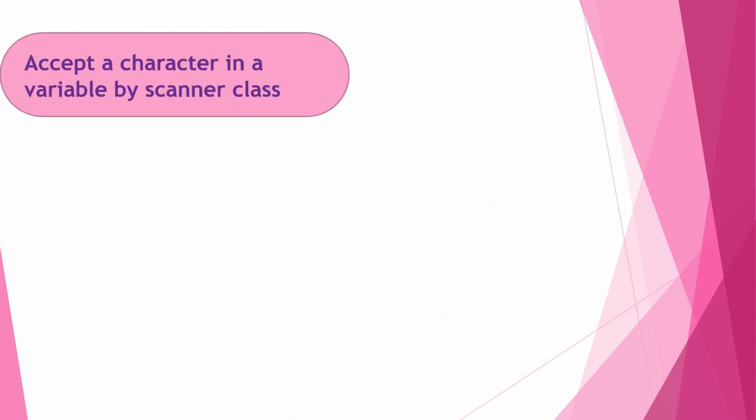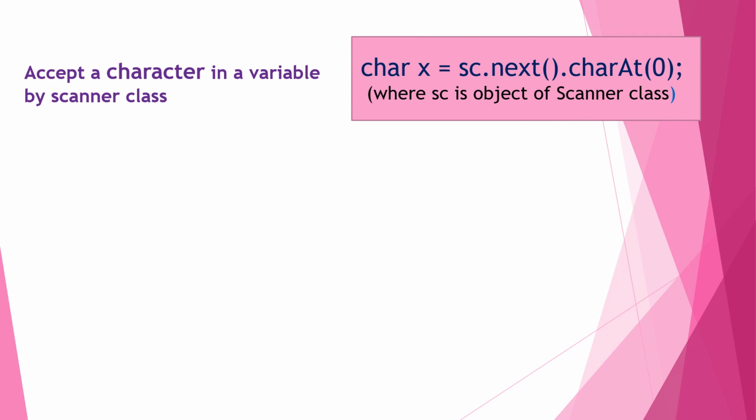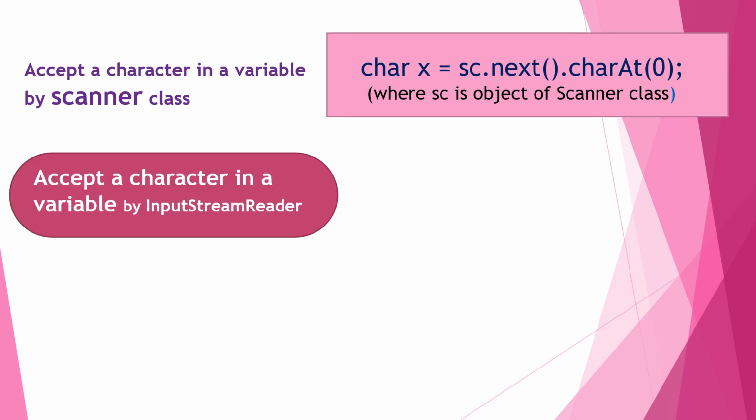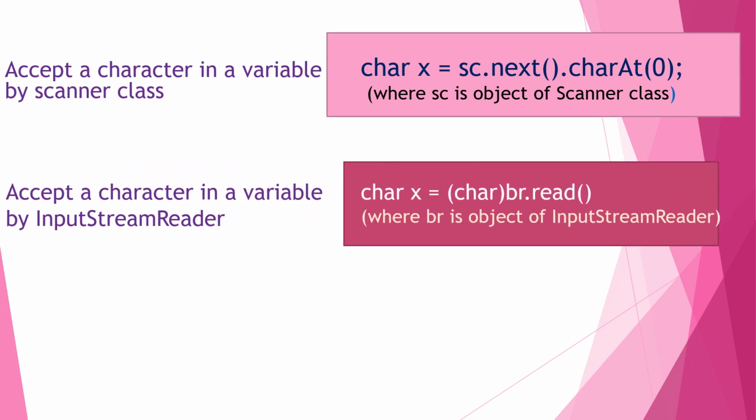So we can start by seeing the predefined functions for accepting strings and characters in the scanner class and input stream. To accept a character in scanner class, the predefined command is chrx is equal to sc.next().charAt(0), where sc is the object of the scanner class. For accepting a character in input stream, the command is chrx is equal to (char)br.read(), where br is the object of input stream.